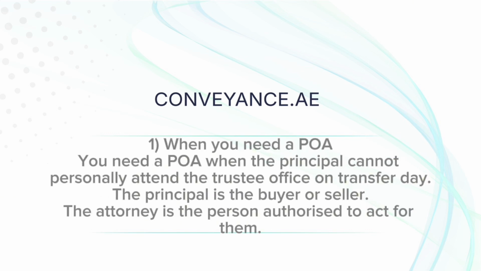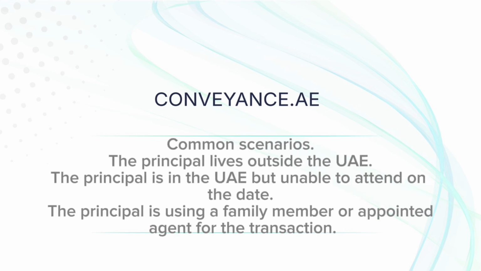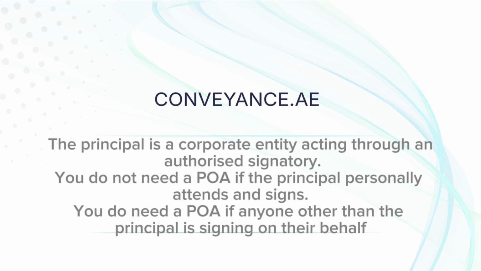1. When you need a POA. You need a POA when the principal cannot personally attend the trustee office on transfer day. The principal is the buyer or seller. The attorney is the person authorized to act for them. Common scenarios. The principal lives outside the UAE. The principal is in the UAE, but unable to attend on the date. The principal is using a family member or appointed agent for the transaction. The principal is a corporate entity, acting through an authorized signatory. You do not need a POA if the principal personally attends and signs. You do need a POA if anyone other than the principal is signing on their behalf.